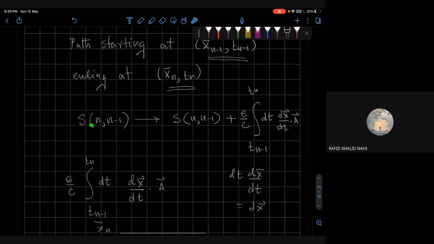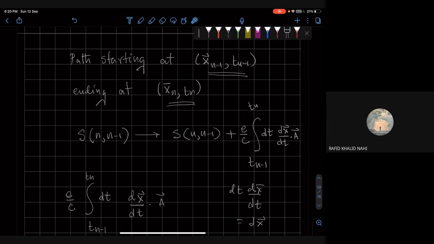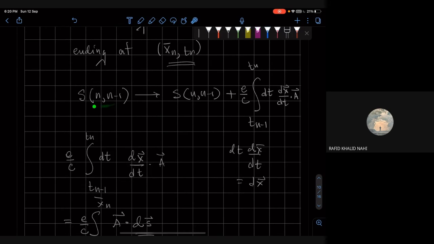So this notation means that this is the action associated to a small straight path from n-1 to n, where n-1 to n means from this time and this position to this time and this position. So if you turn on the electromagnetic field, this contribution to the action will change by this term. Okay, is that clear, Nahi?